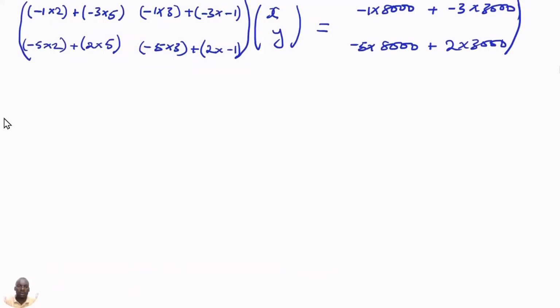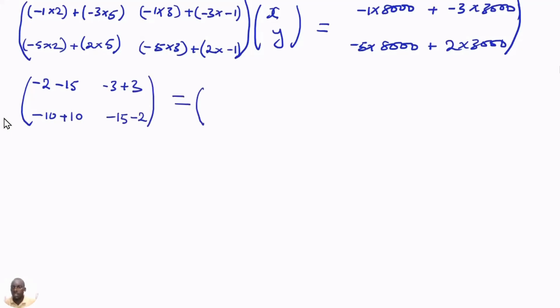So in here we are going to have the negative 2, then minus the 15, then this is the negative 3 plus 3, this is negative 10 plus 10, then this is negative 15 minus 2 equals to, on the right hand side, we have the negative 8,000, take away the 9,000, then negative 5 multiplied by 8,000, we're getting negative 40,000, then plus 2 multiplied by the 3,000 to give us the 6,000.